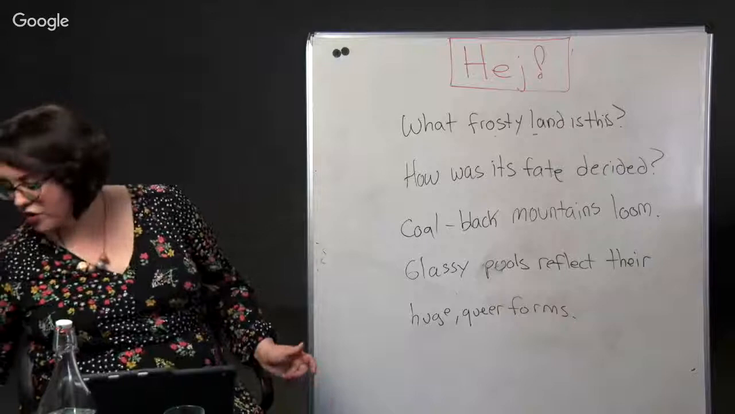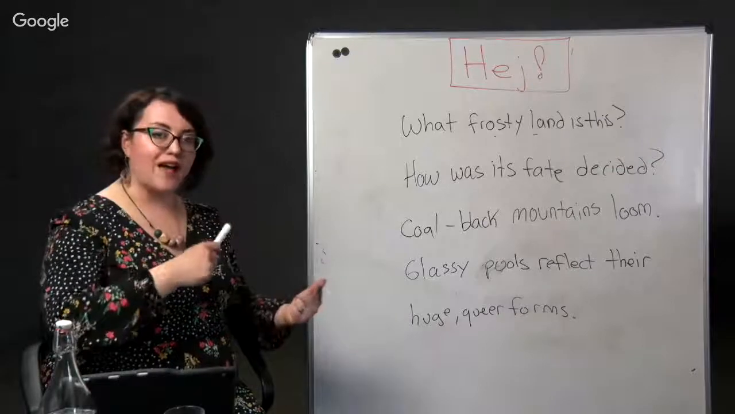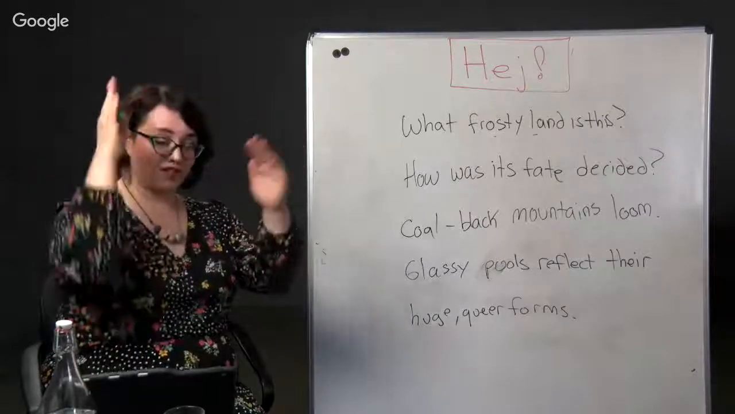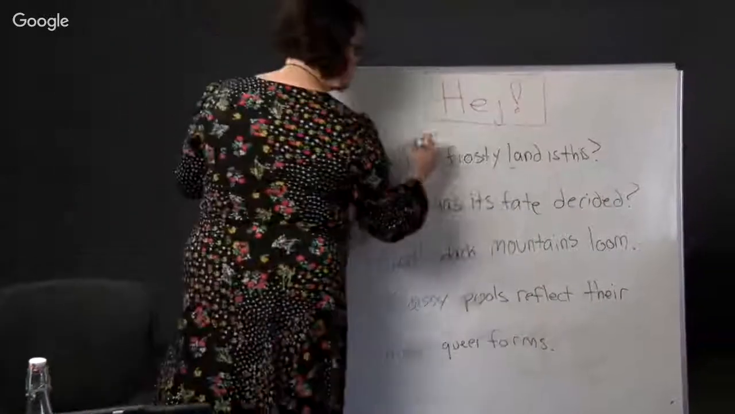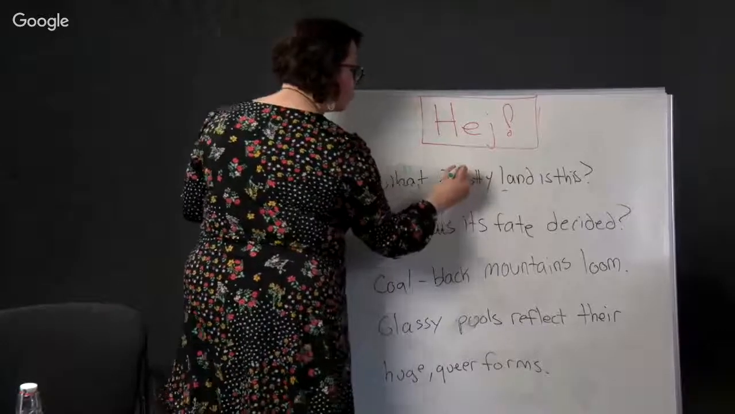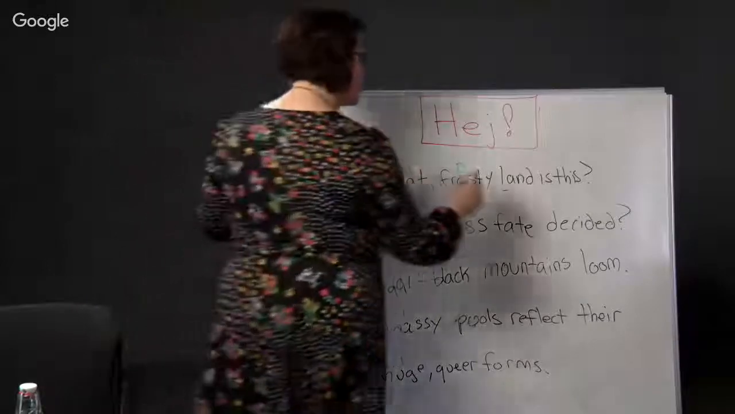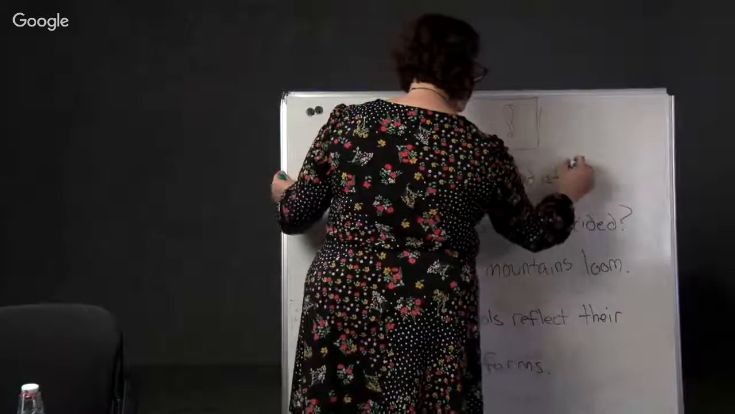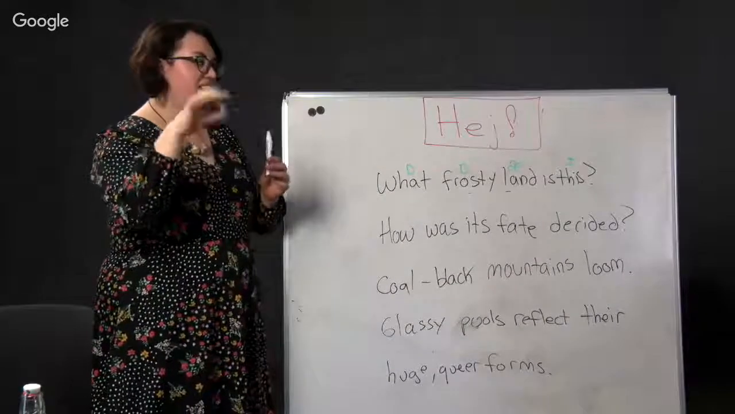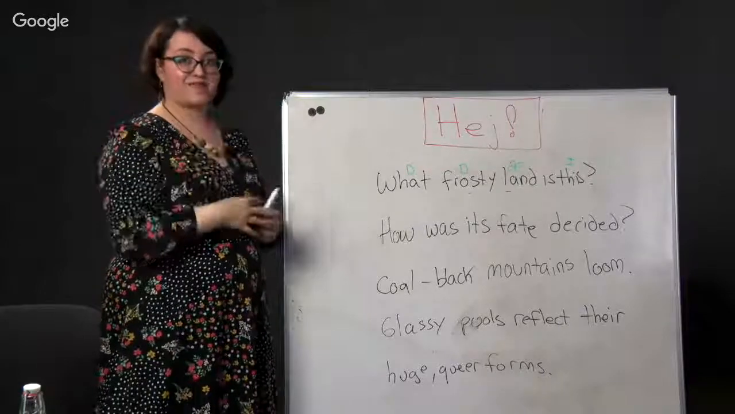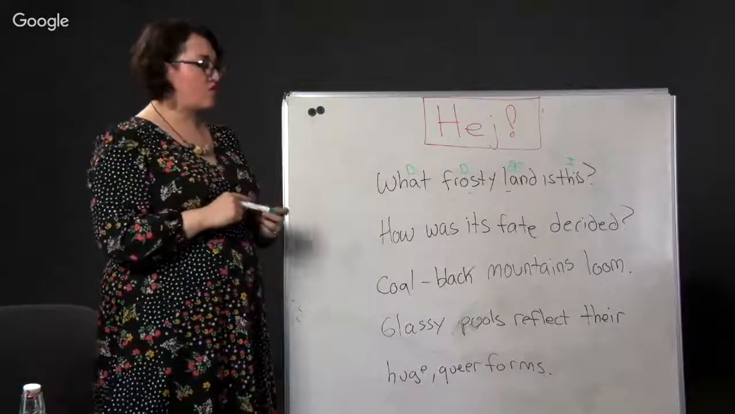What I'm going to do is mark the symbols on here. You can always reference back to the actual graph or any notes you've been taking. You can also say this as well. What frosty land is this? So we have land is this. Can we try this? What frosty land is, and then is this? What frosty land is this?